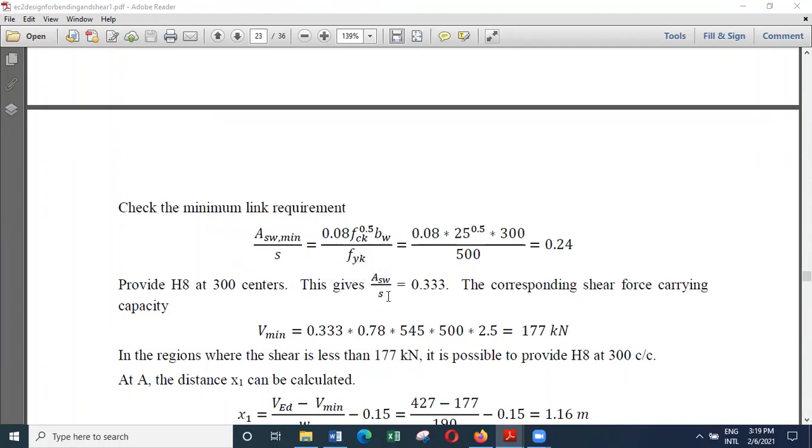From that we can find what is ASW over S. That is 100 divided by 300, 0.333. And the minimum value is 0.24. We are providing 0.333.